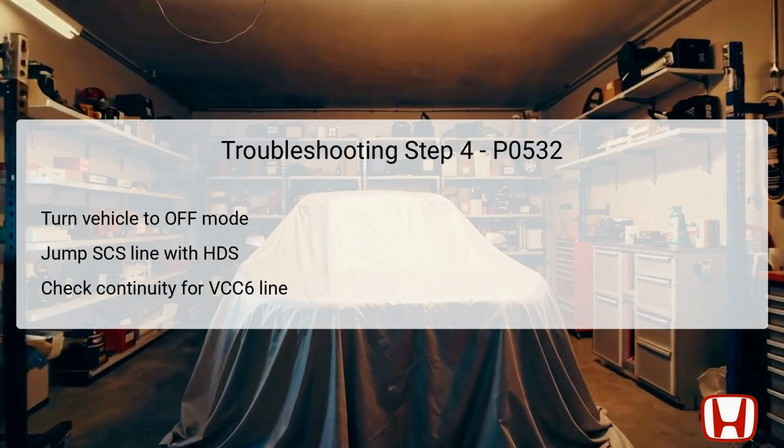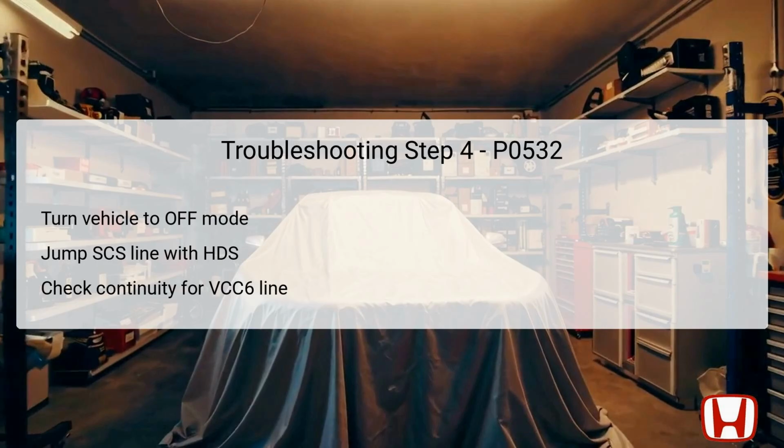After ensuring the vehicle is in off, lock mode, jump the short circuit SCS line using the HDS and wait for more than 1 minute. This allows for a complete reset of the system and efficient diagnostics. Disconnect the PCM connector A, 51P, to isolate the PCM from electrical checks.